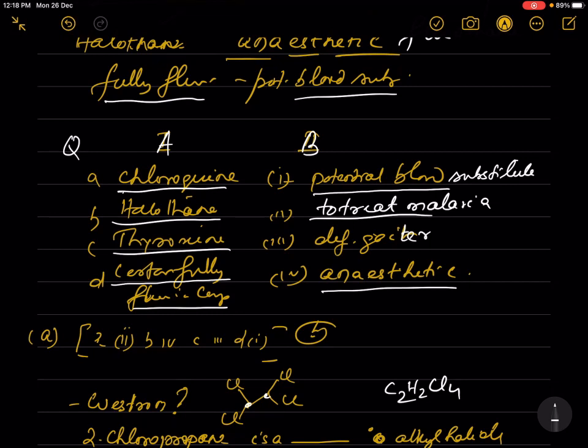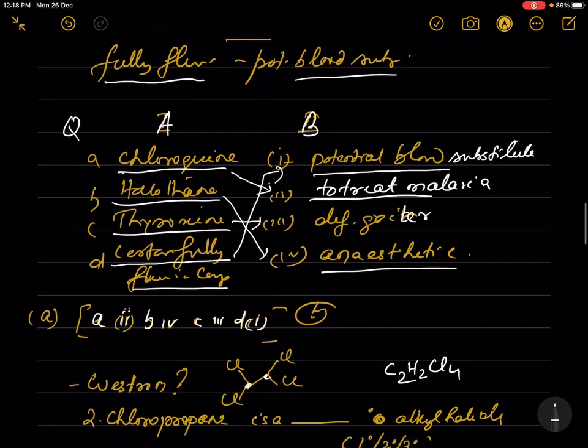You see, chloroquine is used as a medicine for treatment of malaria. Halothane is used as an anesthetic in surgery. Thyroxine deficiency causes goiter, and certain fully fluorinated compound is used as potential blood substitute. So for A, option 2 is correct. For B, option 4 is correct. For C, option 3 is correct. And for D, option 1 is correct. So other options are not given.